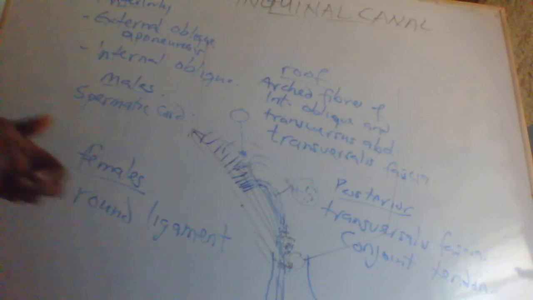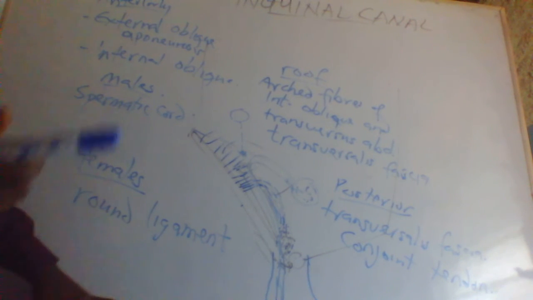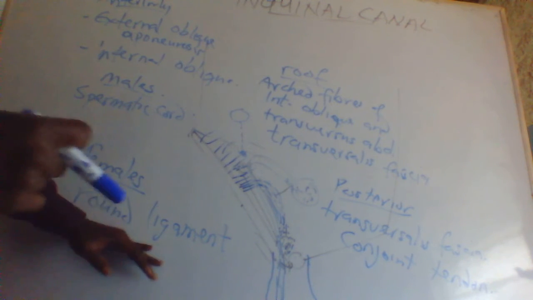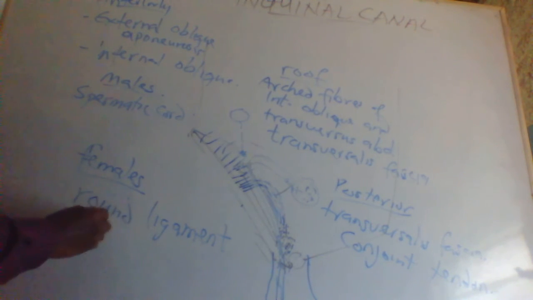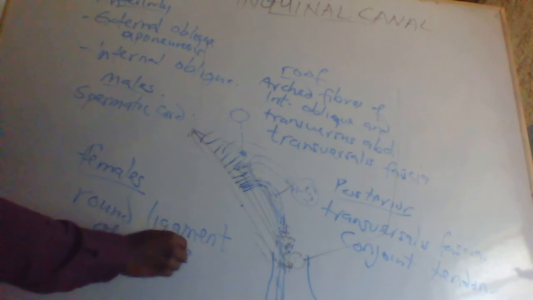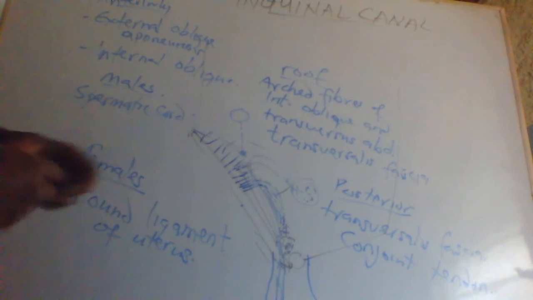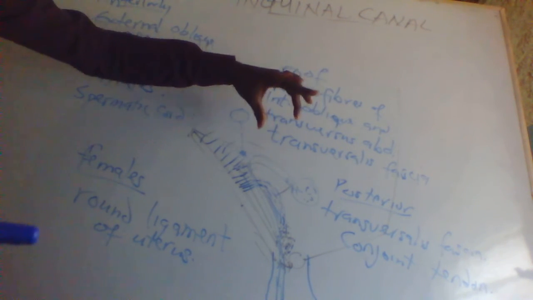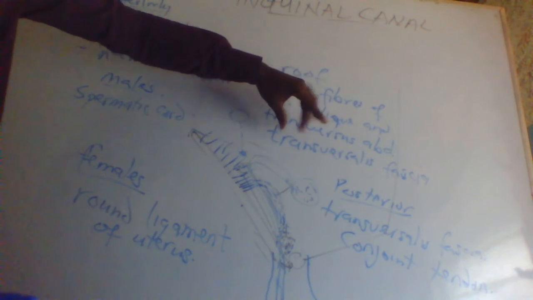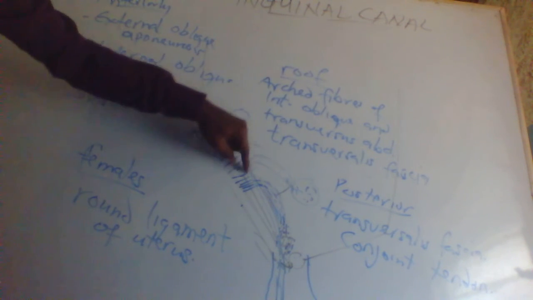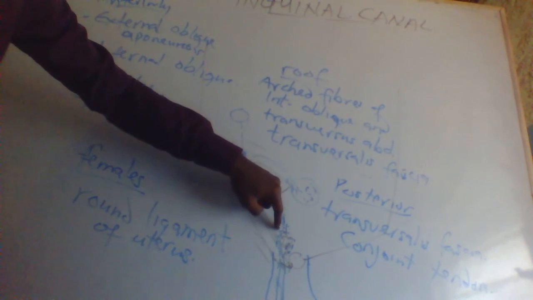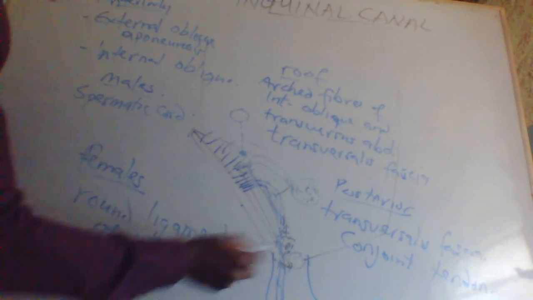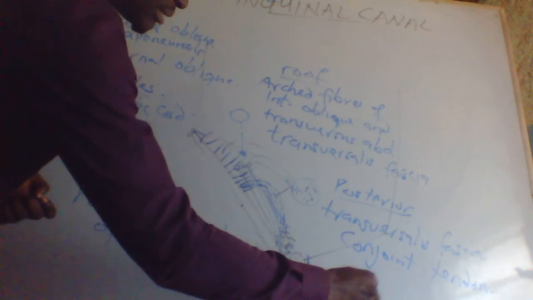And please don't confuse yourself with the round ligament we saw with the liver. There's another round ligament in the liver, but this one we are talking about is the round ligament of the uterus. The uterus also has a round ligament. This round ligament is a ligament that supports the uterus actually. So it will support the uterus, then come down, pass through the inguinal canal, and enter into the labia majora of the genitals.